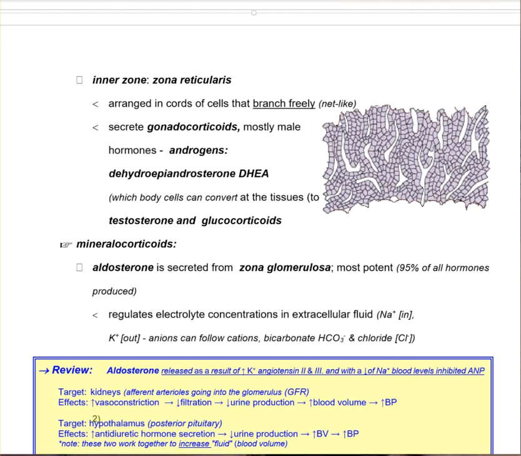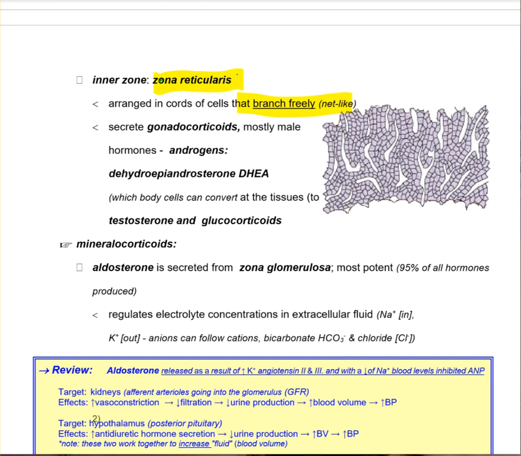The third innermost zone of the cortex is the reticularis. And the reticularis looks kind of similar to the fasciculata, but instead of being straight cords in the reticularis, they are branched freely and net-like. And so notice these open spaces that you see here. And when you look at them under the microscope, you can see the same thing. You can see they're not as regularly arranged, and so they're easy to identify.